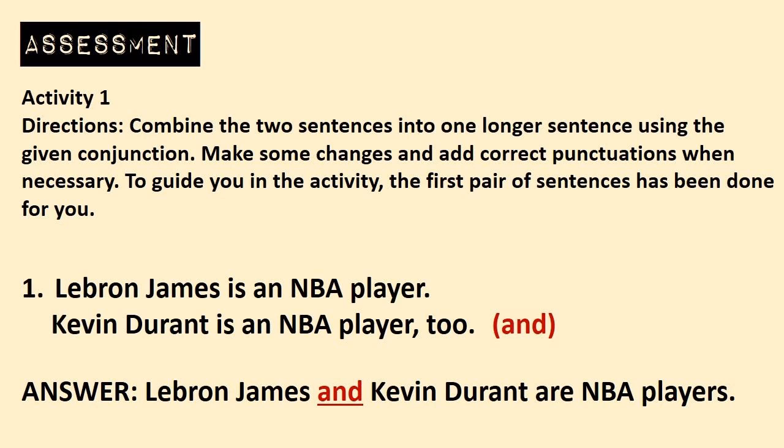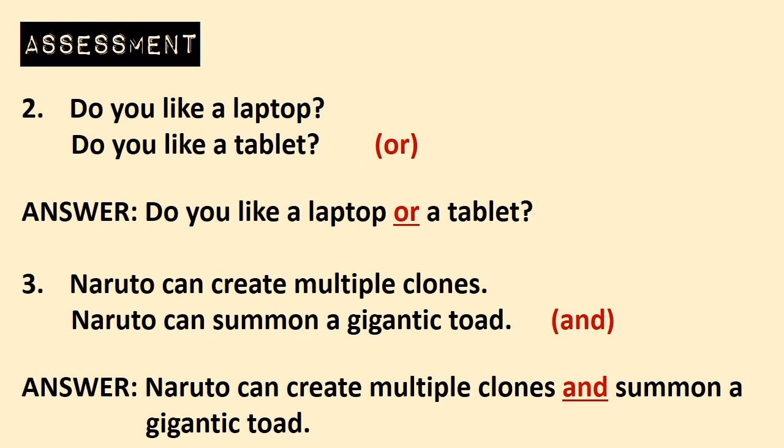Activity 1. Directions. Combine the two sentences into one longer sentence using the given conjunction. Make some changes and add correct punctuation when necessary. To guide you in the activity, the first pair of sentences has been done for you. 1. LeBron James is an NBA player. Kevin Durant is an NBA player too. Answer: LeBron James and Kevin Durant are NBA players.